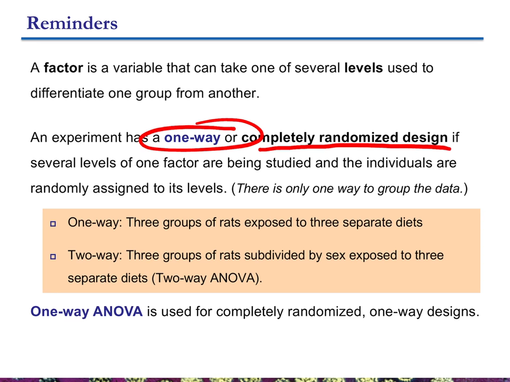Now, that's what we're doing here in chapter 24. So this is the one we're dealing with now, right? 3 groups of rats exposed to 3 separate diets.